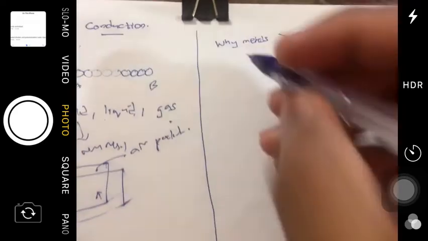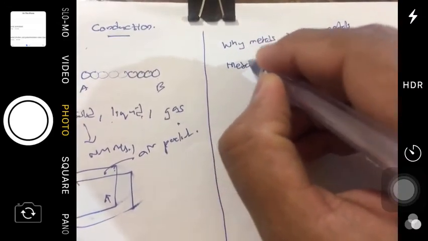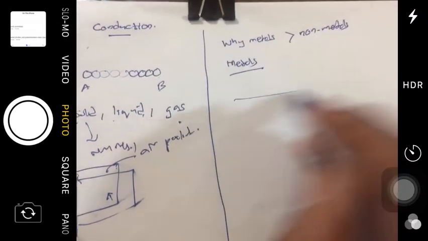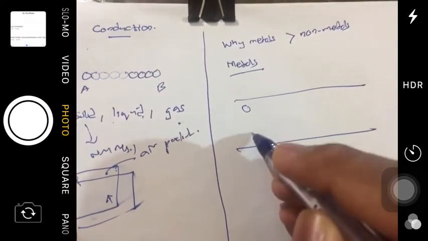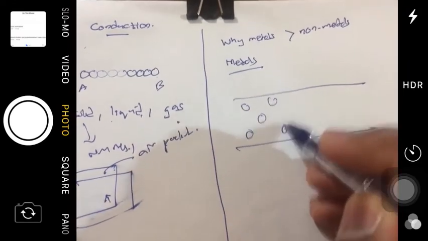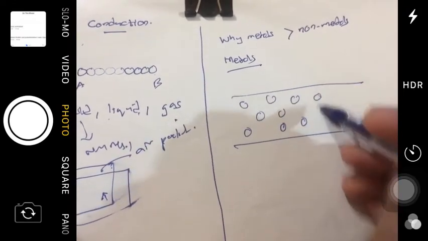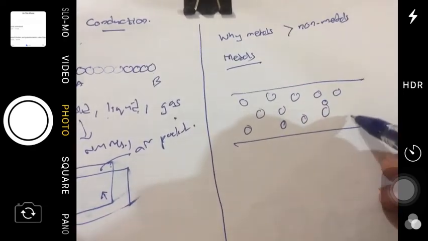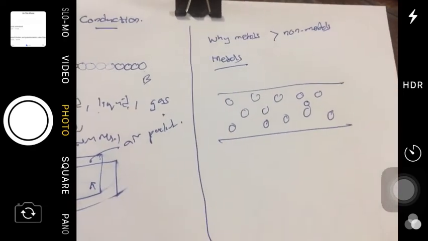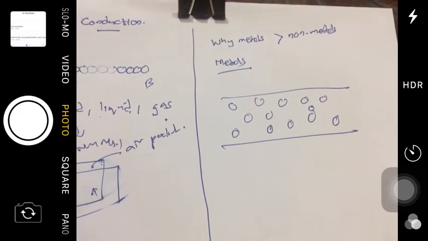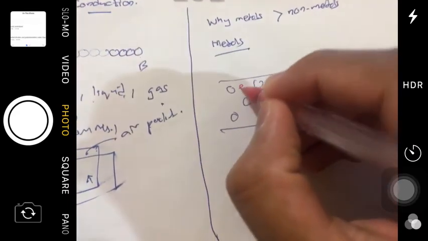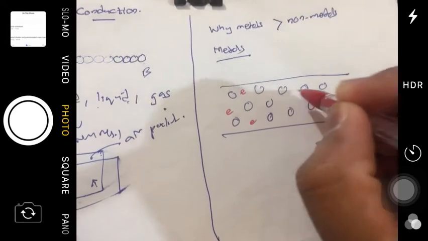If you take metals, in metals there are atoms which are vibrating. We call them lattice vibrations. At the same time, there are electrons which are free to move, and we call them free electrons.